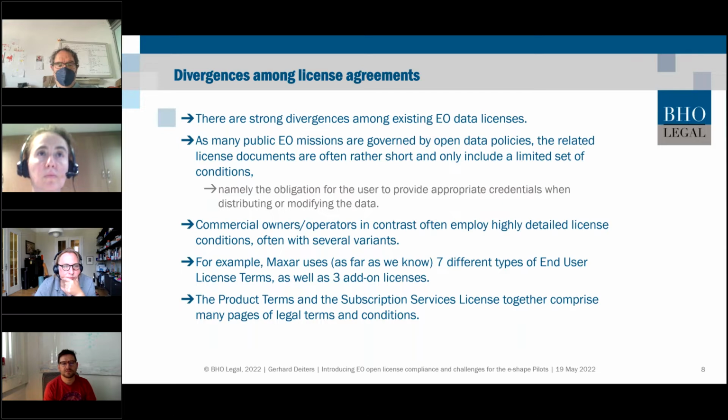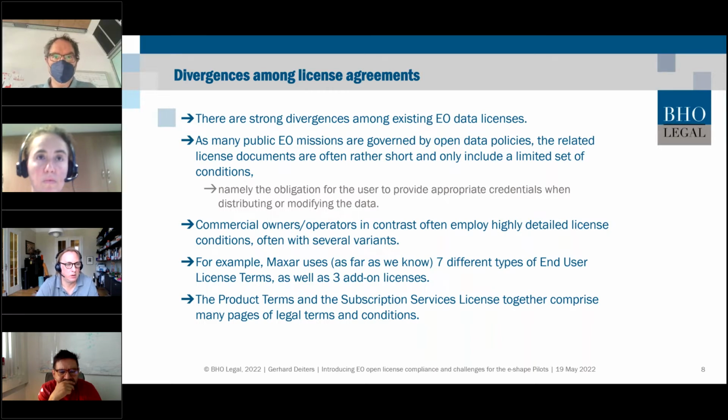So what we see, and now the real problem comes into play, what we see on the market is that there are strong divergences among existing EO data licenses. As many public EO Earth observation missions are governed by open data policies, related license documentations are often rather short and only include a limited set of conditions, while commercial owners and operators, in contrast, often employ highly detailed license conditions, often with several variants. We have looked, for example, at the licenses of Maxar, which uses, as far as we know at the moment, 7 different types of end-user license terms, as well as 3 add-on licenses, and the product terms and the subscription service license together comprise many pages of legal terms and conditions.